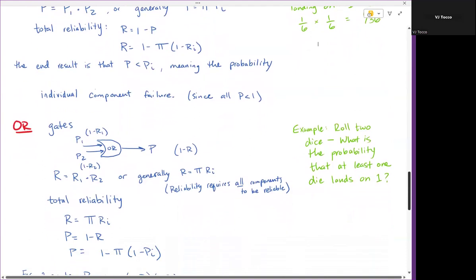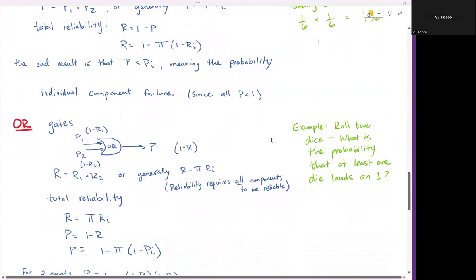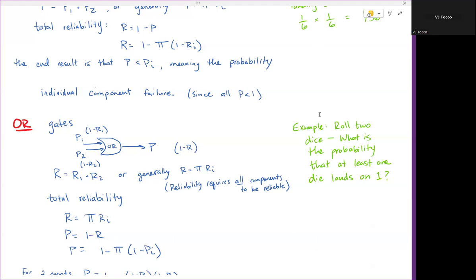In contrast, there's the OR gate, which is a little bit trickier to think about. But an OR gate says, what is the probability that either event 1 or event 2 happen? So if event 1 happens, event 2 does not quite have to happen. So going back to our dice roll example, what is the probability that at least one die lands on a 6? Whenever I ask students this, and my own misconceptions too, the answer that you're probably thinking of is that it's going to be 1/6 plus 1/6.